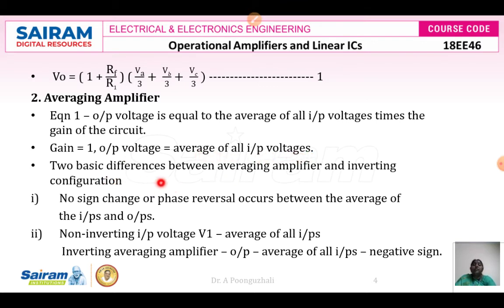So what are the basic differences between your averaging amplifier and inverting configuration? In the non-inverting averaging amplifier, there is going to be no sign change or phase reversal between the average of the inputs and the output. But in the non-inverting case, the voltage V1 is going to be the average of all the inputs. For the inverting averaging amplifier, the output is going to be the average of all the inputs with a negative sign. So in the inverting averaging amplifier, we had a negative sign that shows that the output is 180-degree phase shifted with respect to the input signal.